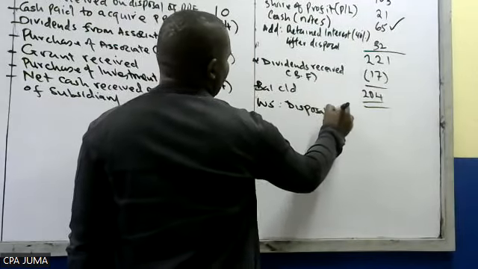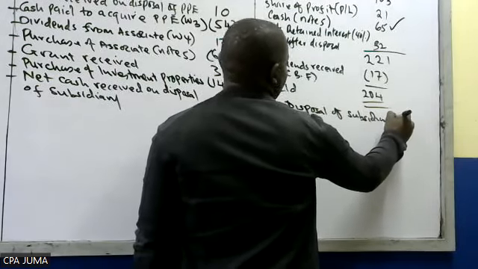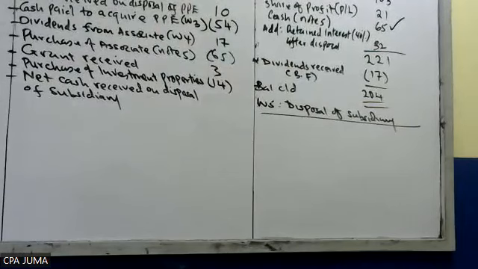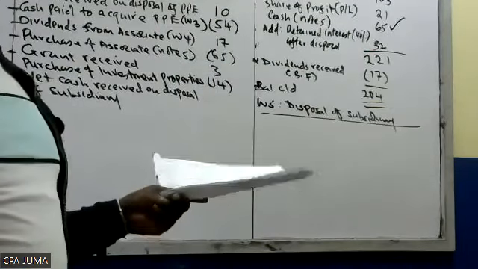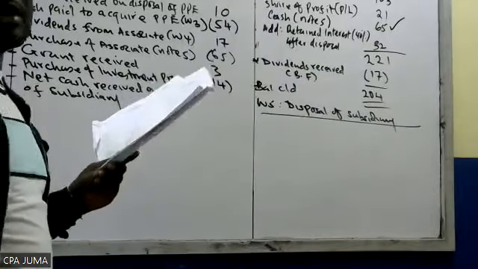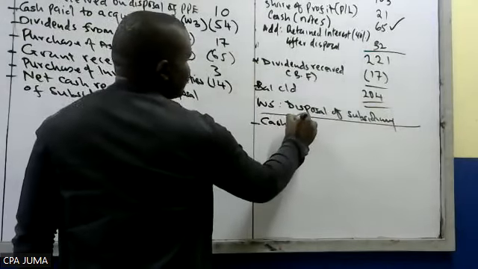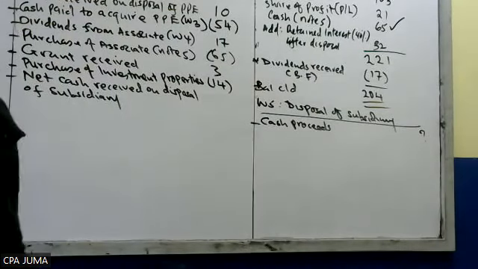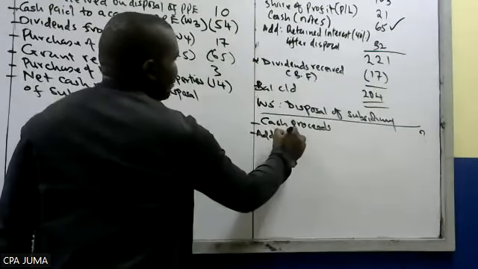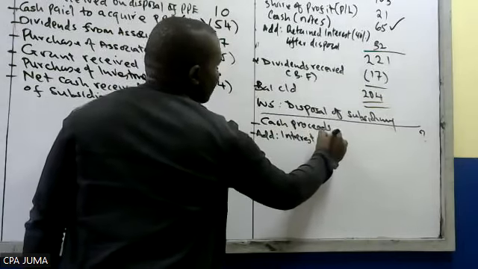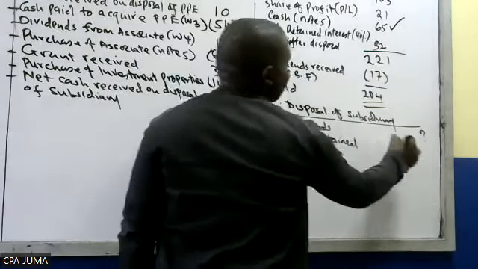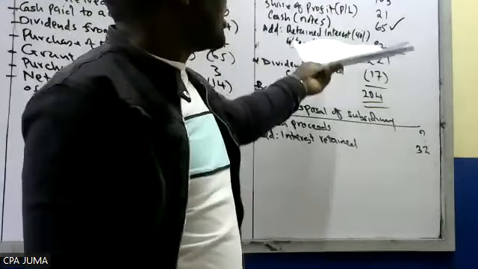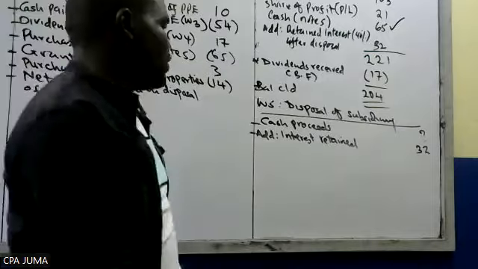Disposal of subsidiary. If you remember from our group accounting, how do we calculate gain or loss on disposal? This is how you start. You start with the cash proceeds. Now this is the question. Then you add the interest retained, they retained 32. There was the interest retained in that company after disposal. The retained interest, they retained 32. That one we normally add to the cash proceeds.